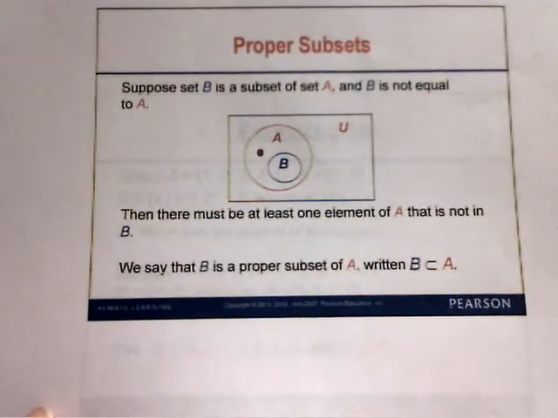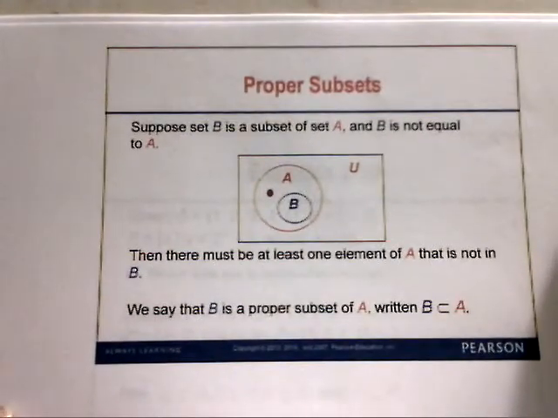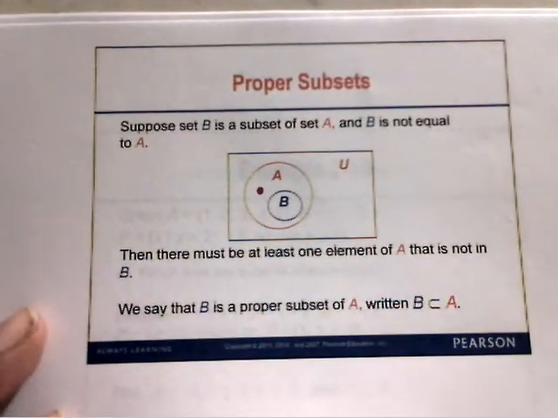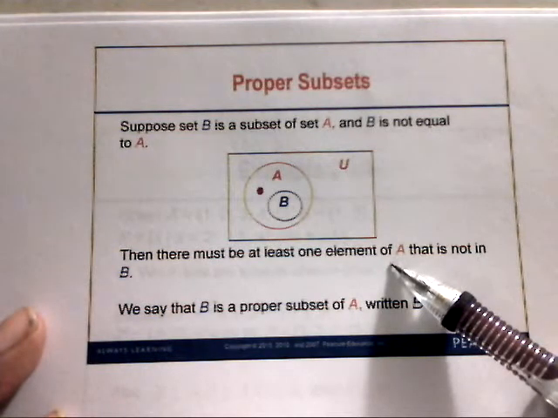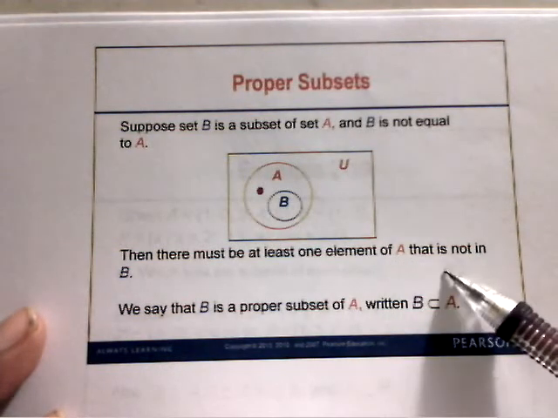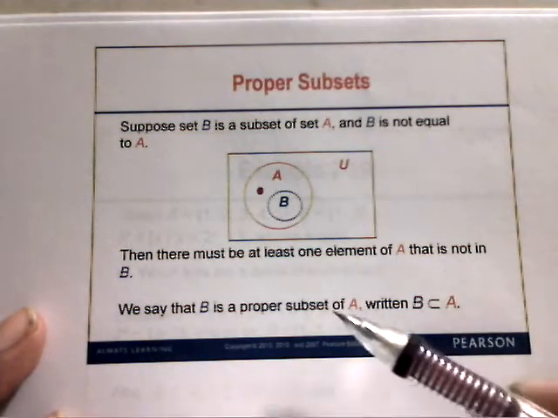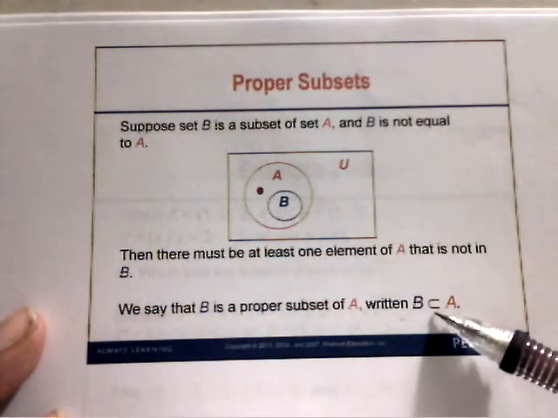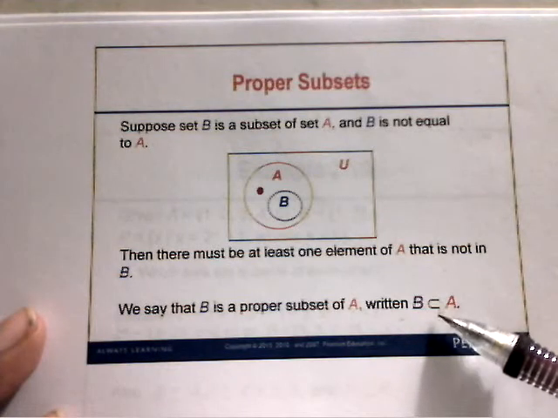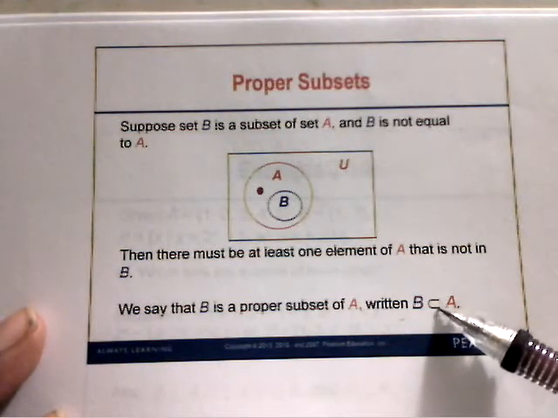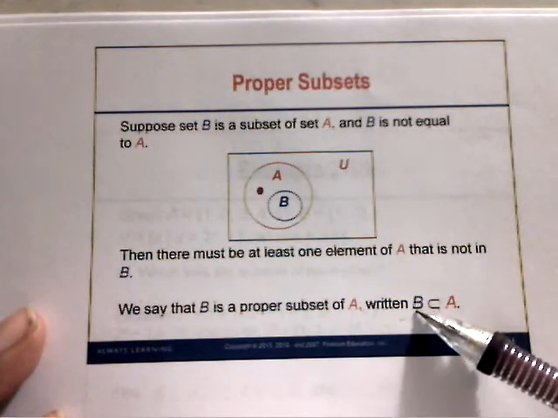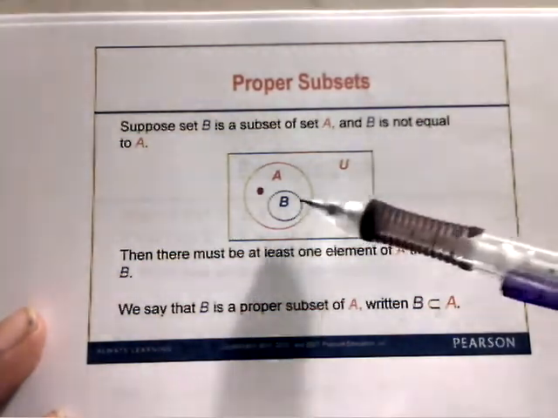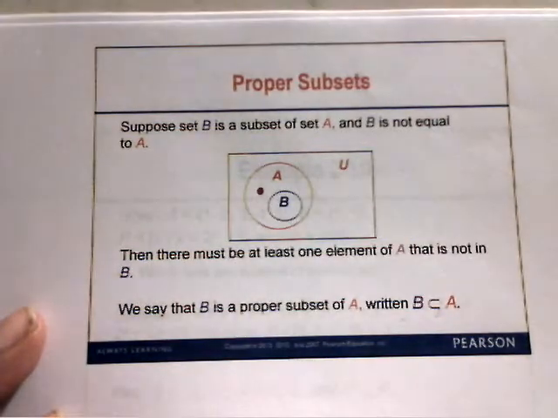Okay, let's talk about proper subsets. Suppose B is a subset of A and B is not equal to A. Then there must be at least one element of A that is not in B. And we say that B is a proper subset of A. And it's written like this. This time you don't have the underscore underneath this symbol here. So we're saying B is a proper subset of A, because there is at least one element of A that is not in B.